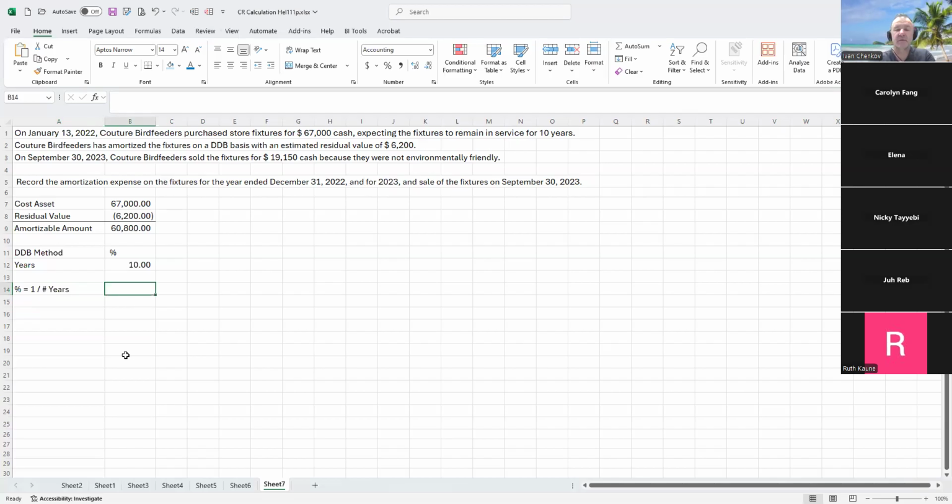Yes. So what will be our percentage in this case? 1 divided by 10. It will be 10%. So for the double declining balance method, we're going to use 10%. Okay, so apply for the first year. Year one. How much will be the beginning balance? 67,000, correct?